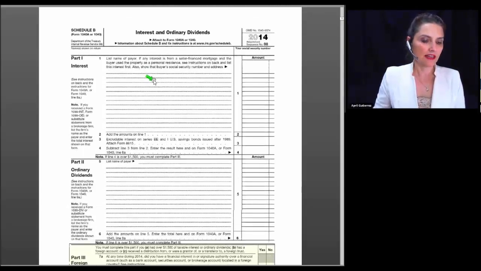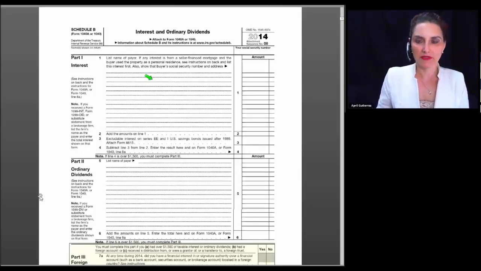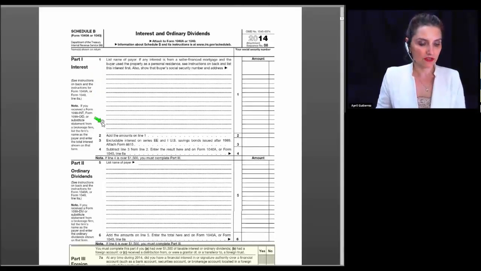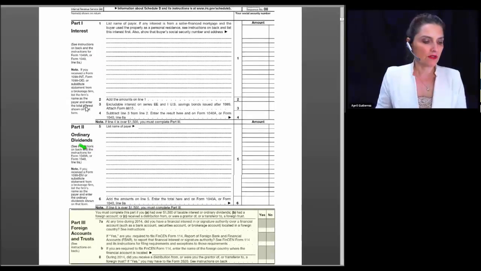This is the 1099-B, and as I explained, it actually doesn't have that many lines, although on each line, like line 1, there's a lot of lines. And of course, that provides space to list all of the different payors of interest. And then on line 3, you can see excludable interest on Series EE and I U.S. savings bonds issued after 1989.